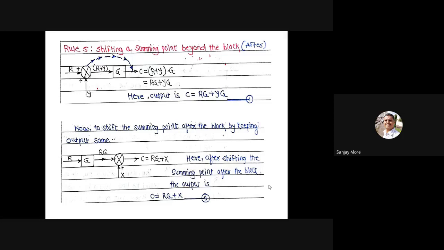Now, to shift the summing point after the block, keeping the output the same. Here this summing point is shifted to here, meaning RG plus X. Okay, so C is equal to RG plus X. Here, after shifting the summing point after the block, the output is C is equal to RG plus X. And before shifting the summing point, C is equal to RG plus YG.